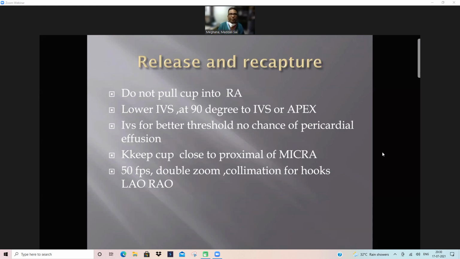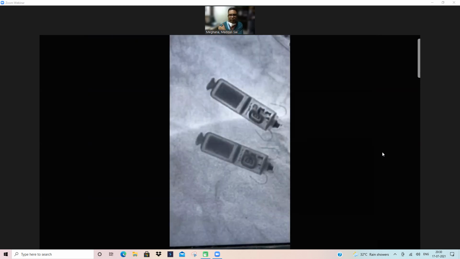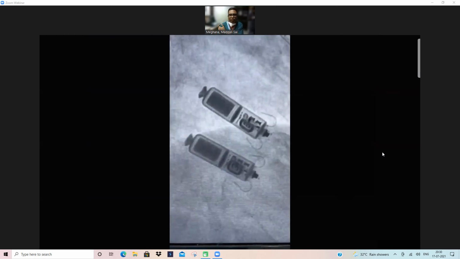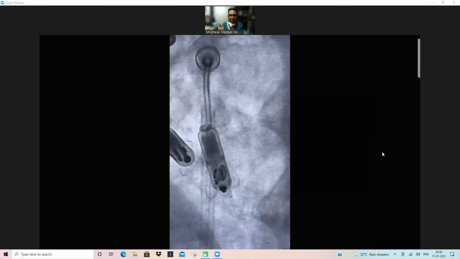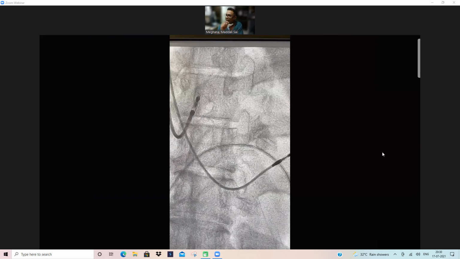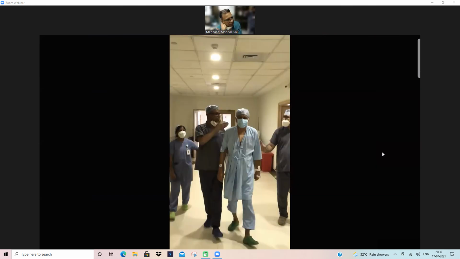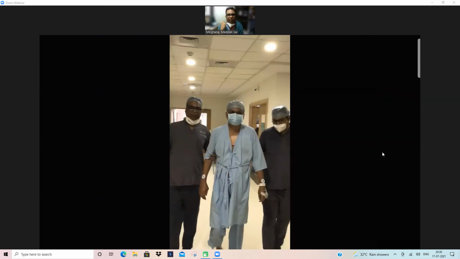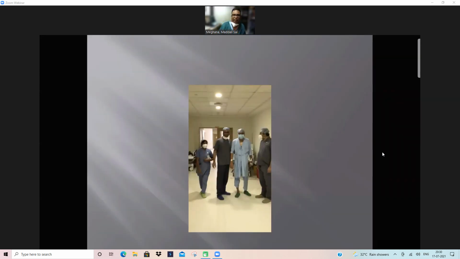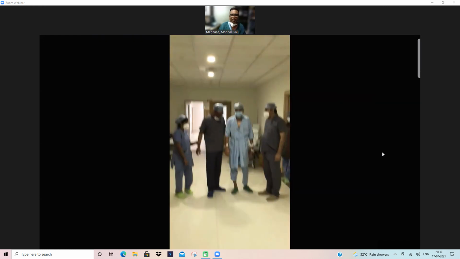Release and capture. So this is 2 Micra, and you'll be wondering why this patient had 2 Micra. This gentleman had myocardial infarction, an anterior MI, and then he developed intermittent AV block. Later on, he developed heart failure, so we had to put 2 Micra in this patient. Now, this is the first Micra AV in my life.